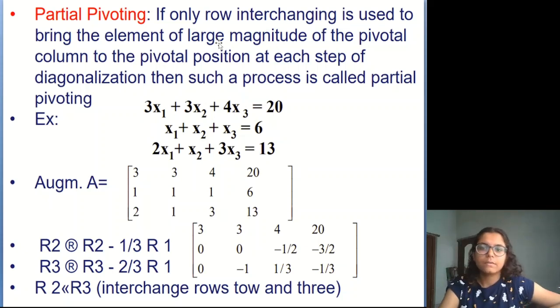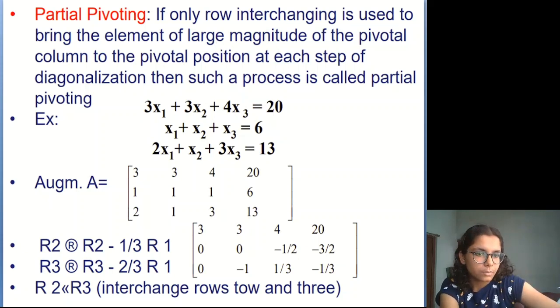So as you can see here, we firstly had x1, and here you can see x1 and 2x1. The coefficient in the second equation is less than the coefficient in the third equation. So we would just interchange the second equation with the third equation, so that it could be a pivotal column.